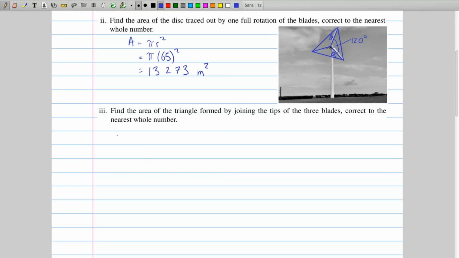From trigonometry, we know that the area of a triangle is given by a half times two side lengths multiplied together, 65 times 65, times the sine of the angle in between those two sides, which in this case we know is 120 degrees. We also know that there are three triangles in total, so this whole thing just gets multiplied by 3. And all you have to do is pop that into your calculator, and you get 5,488, and those are meters squared.